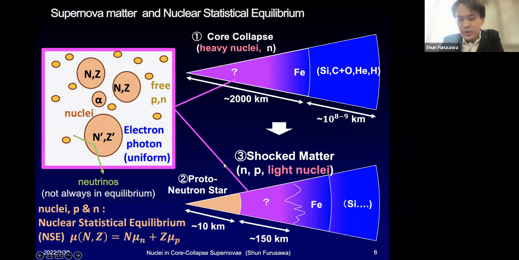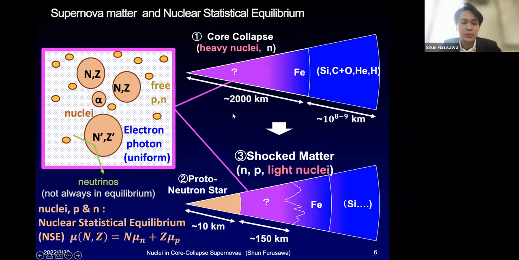After the bounce, a proto-neutron star is formed. A proto-neutron star is a kind of giant nucleus, so the nucleons are strongly interacting. And shocked matter is made of protons, neutrons and light nuclei. I will show the details later. Anyway, most of the supernova simulation region is made of inhomogeneous nuclear matter. This is one of my messages.